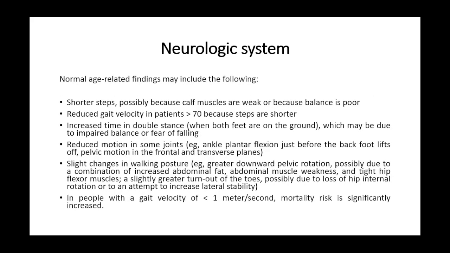Neurologic system. Normal age-related findings may include the following: shorter steps, possibly because muscles are weak or because balance is poor; reduced gait velocity in patients more than 70 because steps are shorter; increased time in double stance, which may be due to impaired balance or fear of falling; reduced motion in some joints; slight changes in walking posture. In people with a gait velocity of less than 1 meter a second, mortality risk is significantly increased.